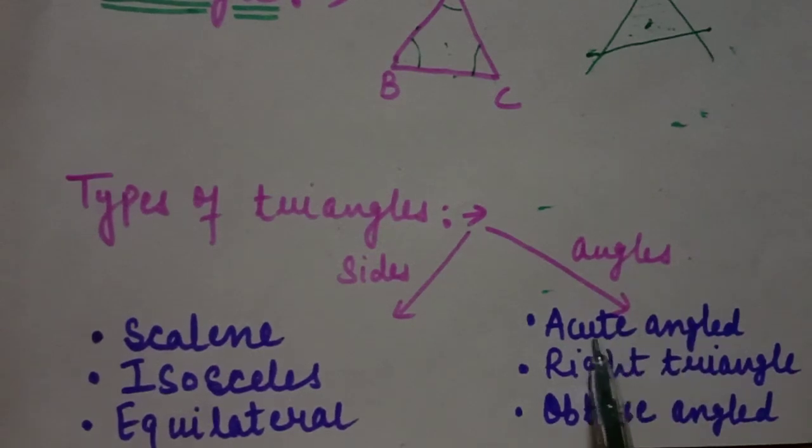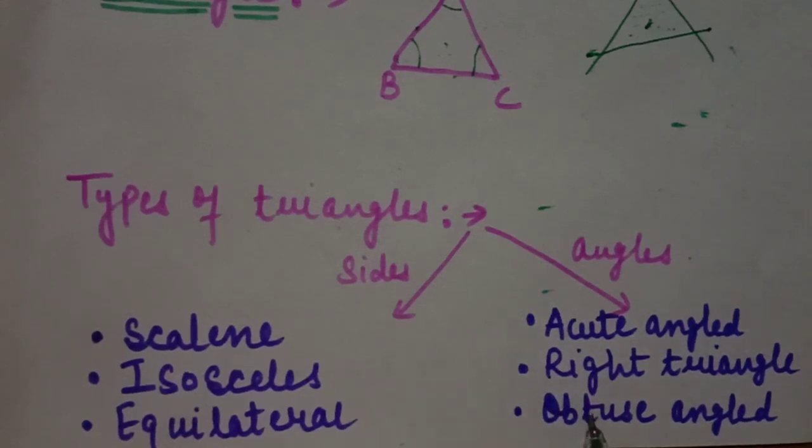First is the acute angled triangle. Acute angles are those angles which are less than 90 degrees. So the triangle in which all angles are less than 90 degrees, we call an acute angled triangle. Right angled triangle: when in a triangle one angle is 90 degrees, it means a right angle, we call it a right angled triangle. Obtuse angled triangle.